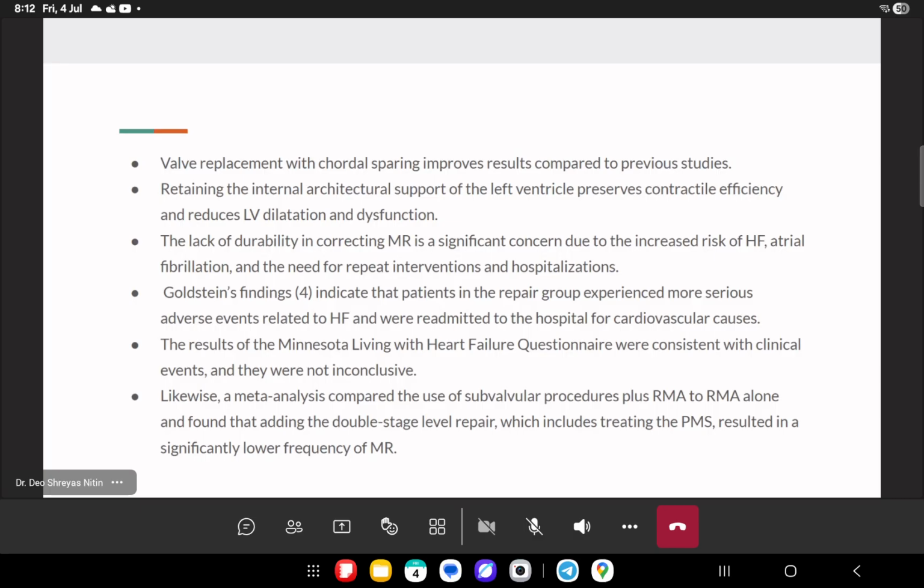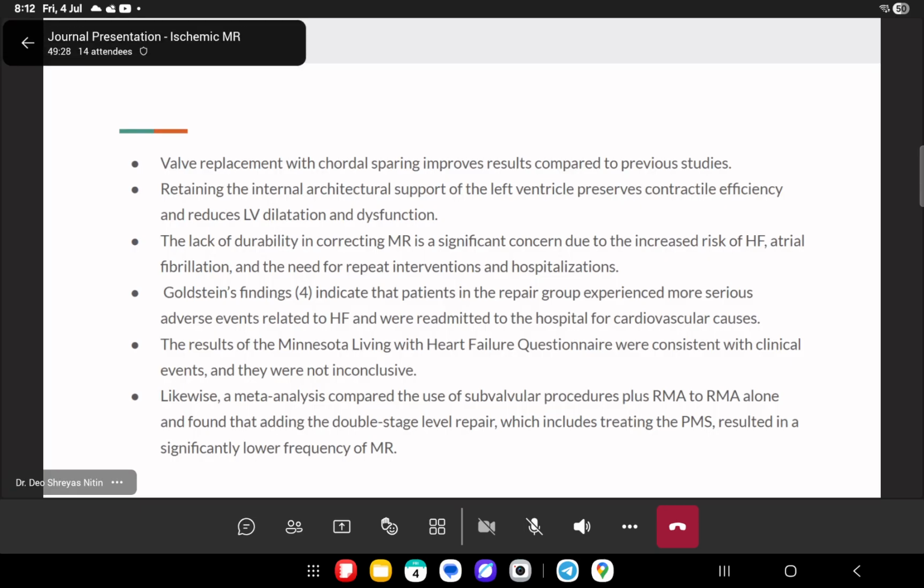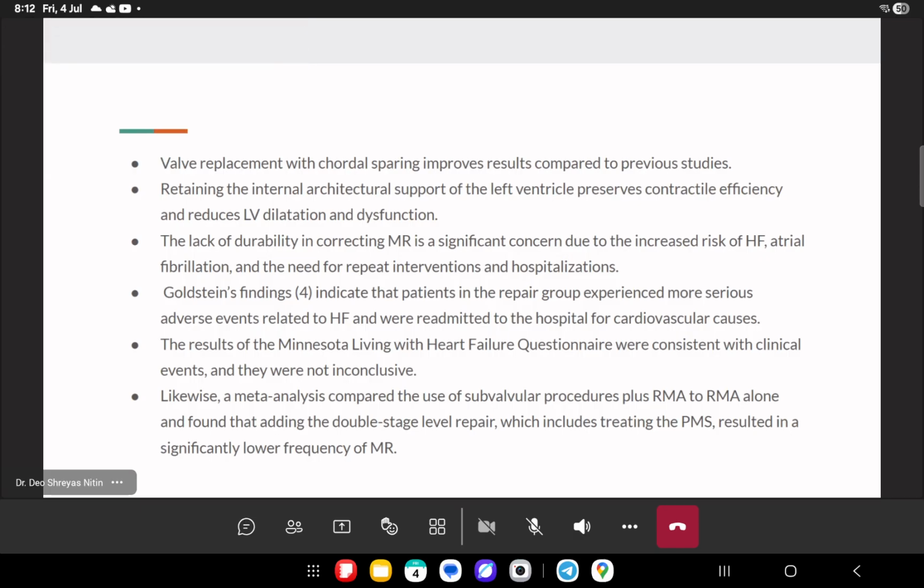The lack of durability in correcting mitral regurgitation is a significant concern due to increased risk of heart failure, atrial fibrillation, and the need for repeat intervention and hospitalization. Goldstein's findings indicate that patients in the repair group experienced more serious adverse effects related to heart failure and were readmitted to hospitals for cardiovascular causes. The results of the Minnesota Living with Heart Failure Questionnaire were consistent with clinical events and were not inconclusive.